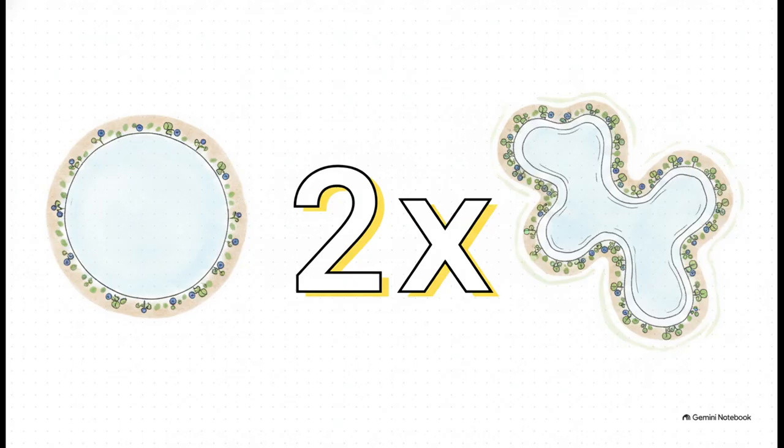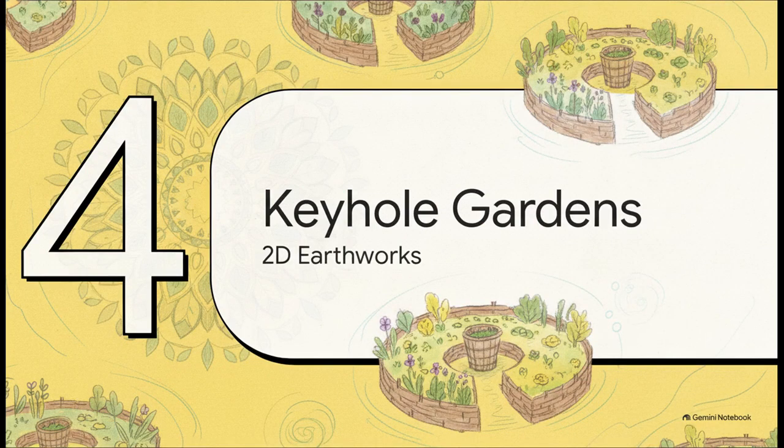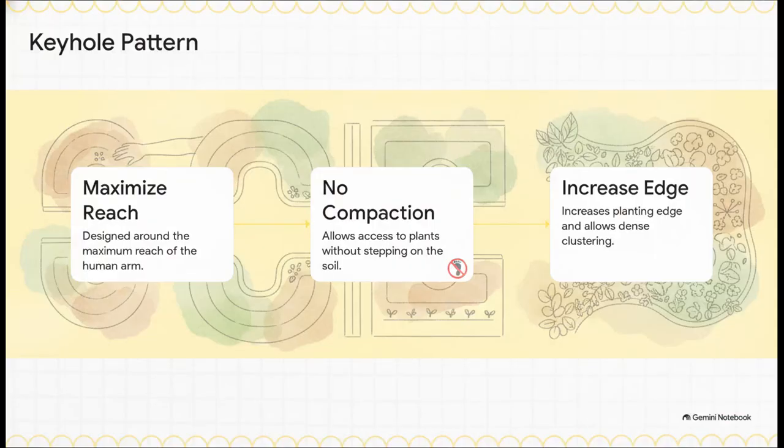water volume. It's amazing. All right, stepping down from the macro level, let's hit part 4, keyhole gardens and mandalas. Let's look at 2-dimensional earthworks. The keyhole pattern follows this brilliant functional progression. You see, the fundamental rule of healthy soil is that you should never ever step on it. Soil compaction destroys the structure and totally ruins plant growth.